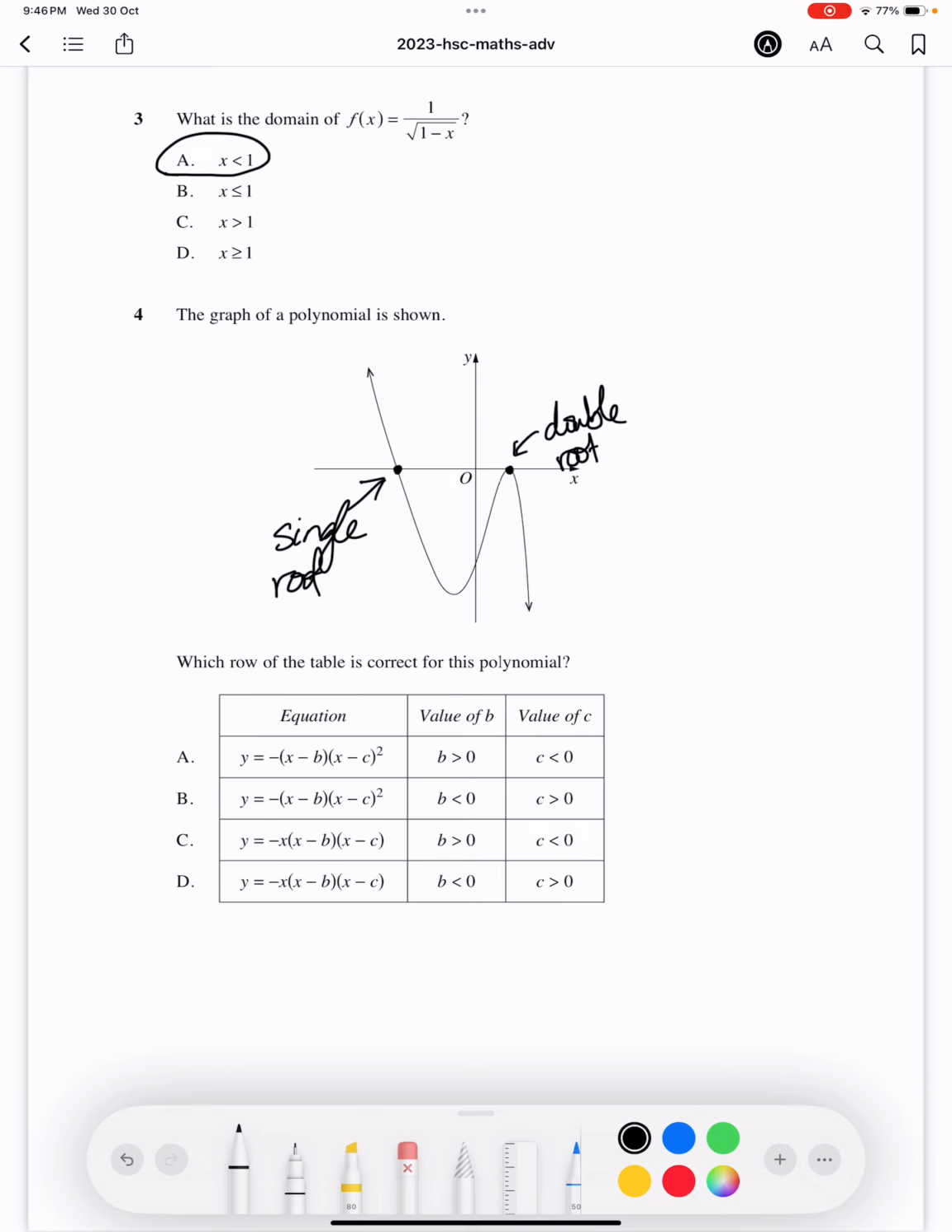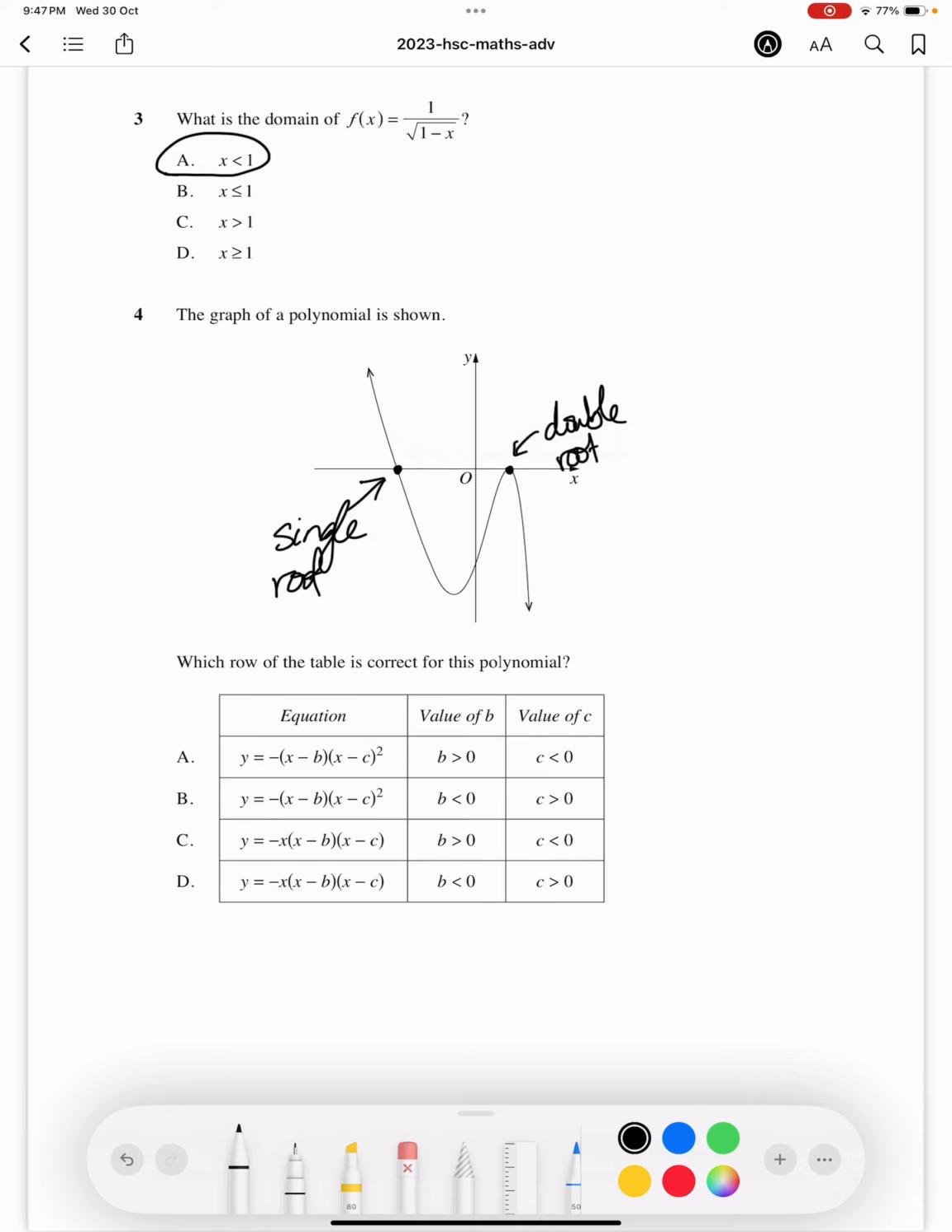tells me that that x-intercept has come from a bracket that does not have a power. In other words, the power of the bracket is 1. When you see that the power of a bracket is 1, you're going to end up with a single root. In other words, a single x-intercept. And a single x-intercept or a single root simply cuts through the x-axis at that point and continues on.